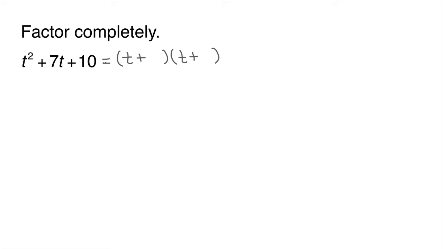So this factors to t plus 2 times t plus 5, which we can verify by completing FOIL and seeing that those factors do multiply out to t squared plus 7t plus 10.